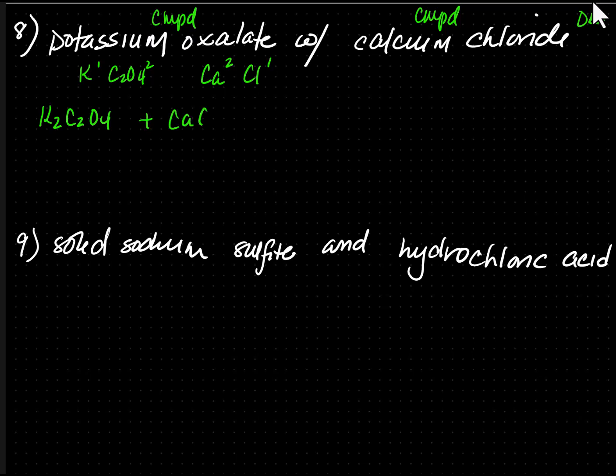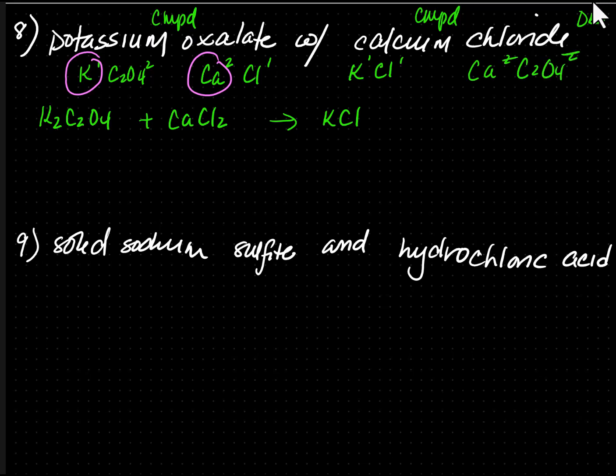CaCl2. Since this is a double replacement, we know that the metals are going to swap places right here. Potassium's new partner is chlorine. They both have a charge of 1, so it's just KCl. Calcium's new partner is oxalate, so Ca2 plus and C2O4 2 minus. That reduces out. This becomes CaC2O4. Now we need to find the states of matter. Anything with group 1 except for hydrogen is always AQ. Calcium chloride is also AQ. Calcium oxalate is insoluble, so that's an S.